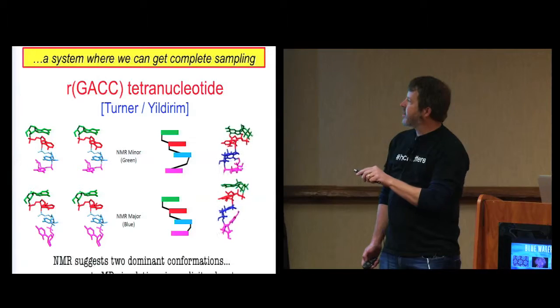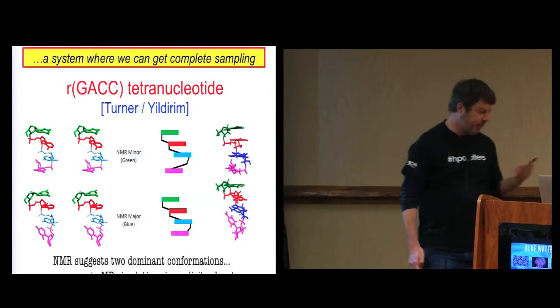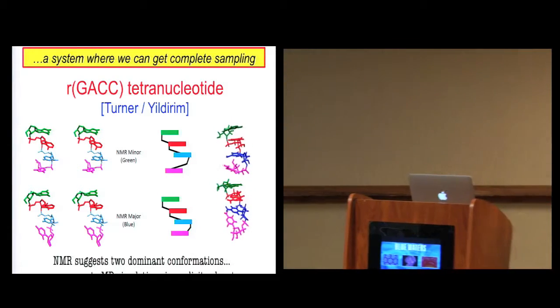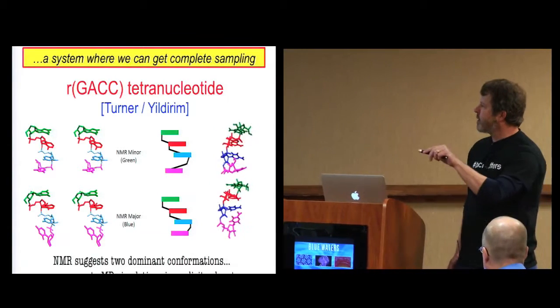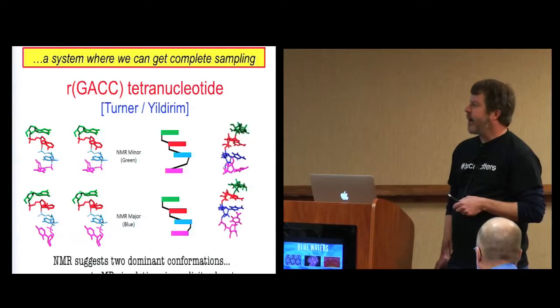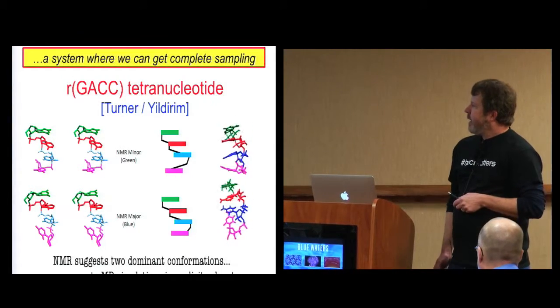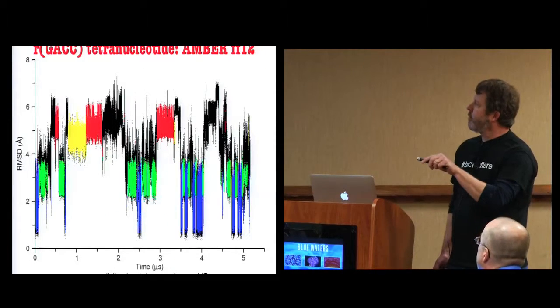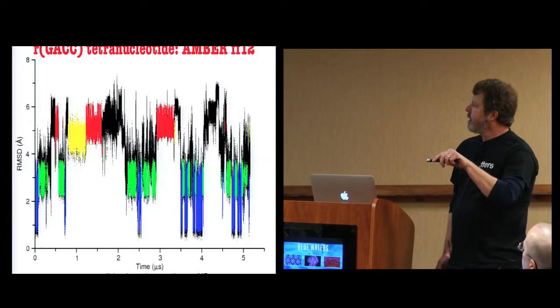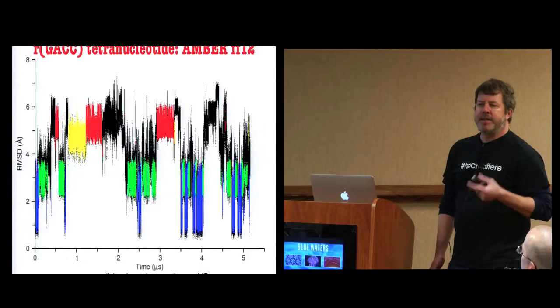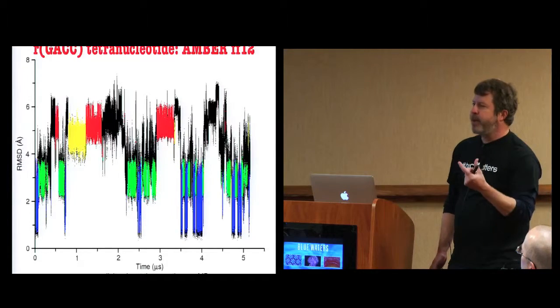We moved to just this simple tetranucleotide. It's only 4 nucleotides. It's got precise experimental measures of 2 structures that are sampled experimentally, what they call the major conformation and the minor, about a 3-to-1 occupancy. And we can now completely sample this thanks to Blue Waters. If we just do a straight regular molecular dynamics simulation, colors are different clusters we sample. Even at 5 microseconds, we haven't sampled the blue enough yet to get a good estimate of its population. We need a better way to do that.